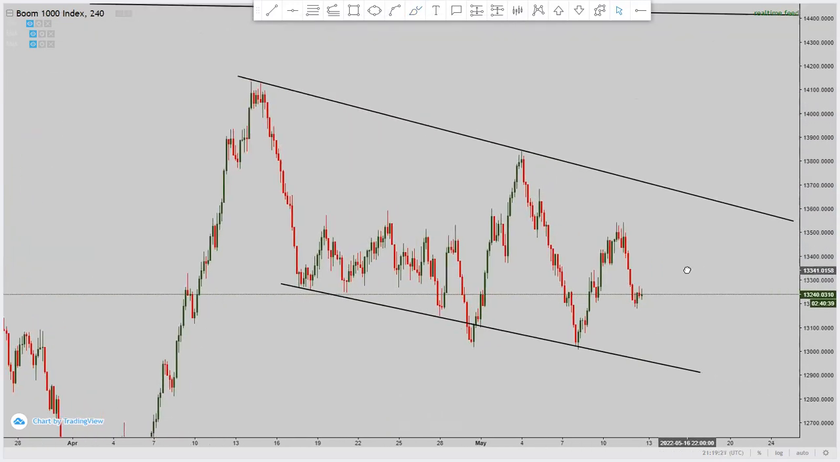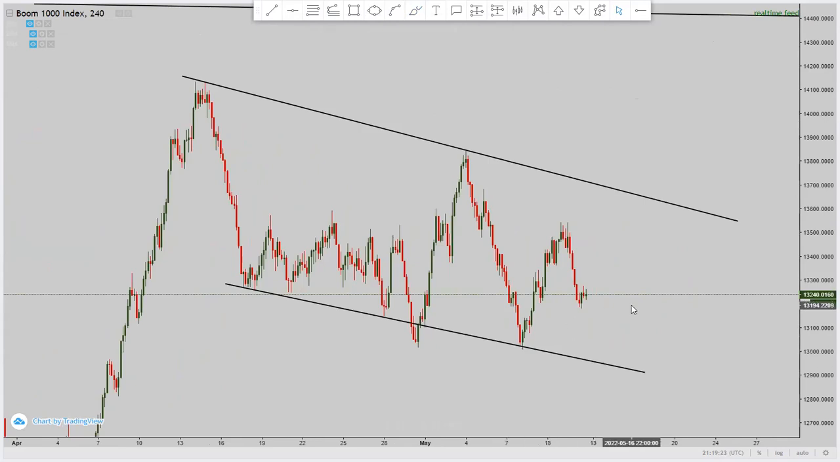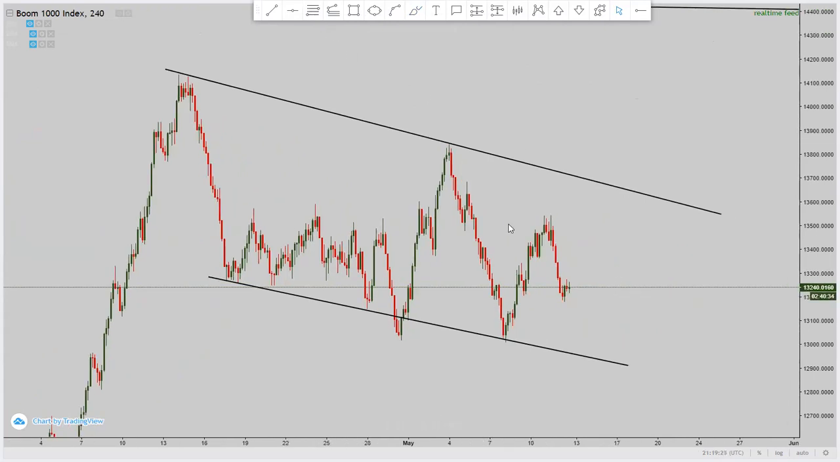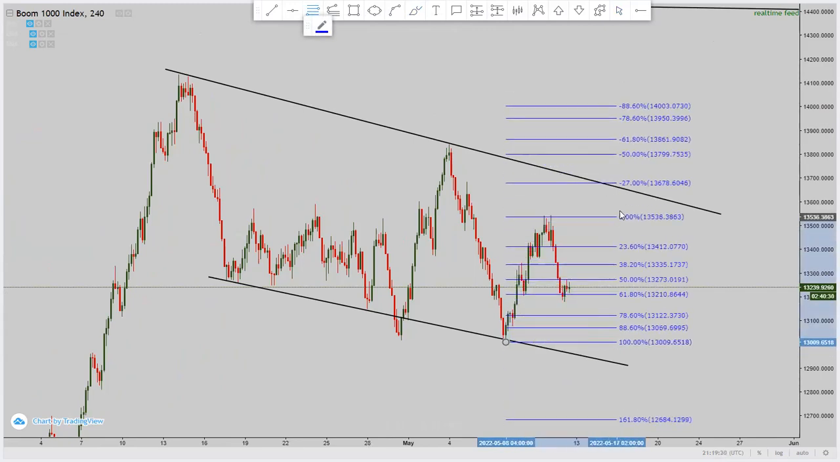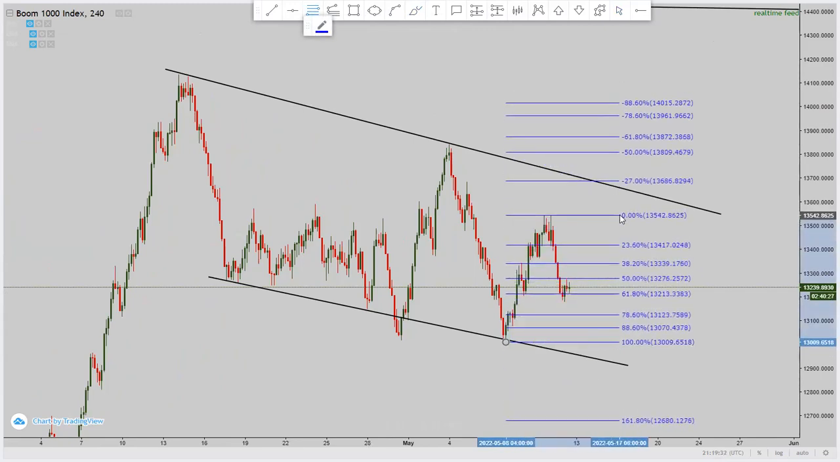So basically, now if you check from where it bounced to there, I'm just going to place my fib and see how far price can go. So basically, I have my point A and my point B on the fib there.